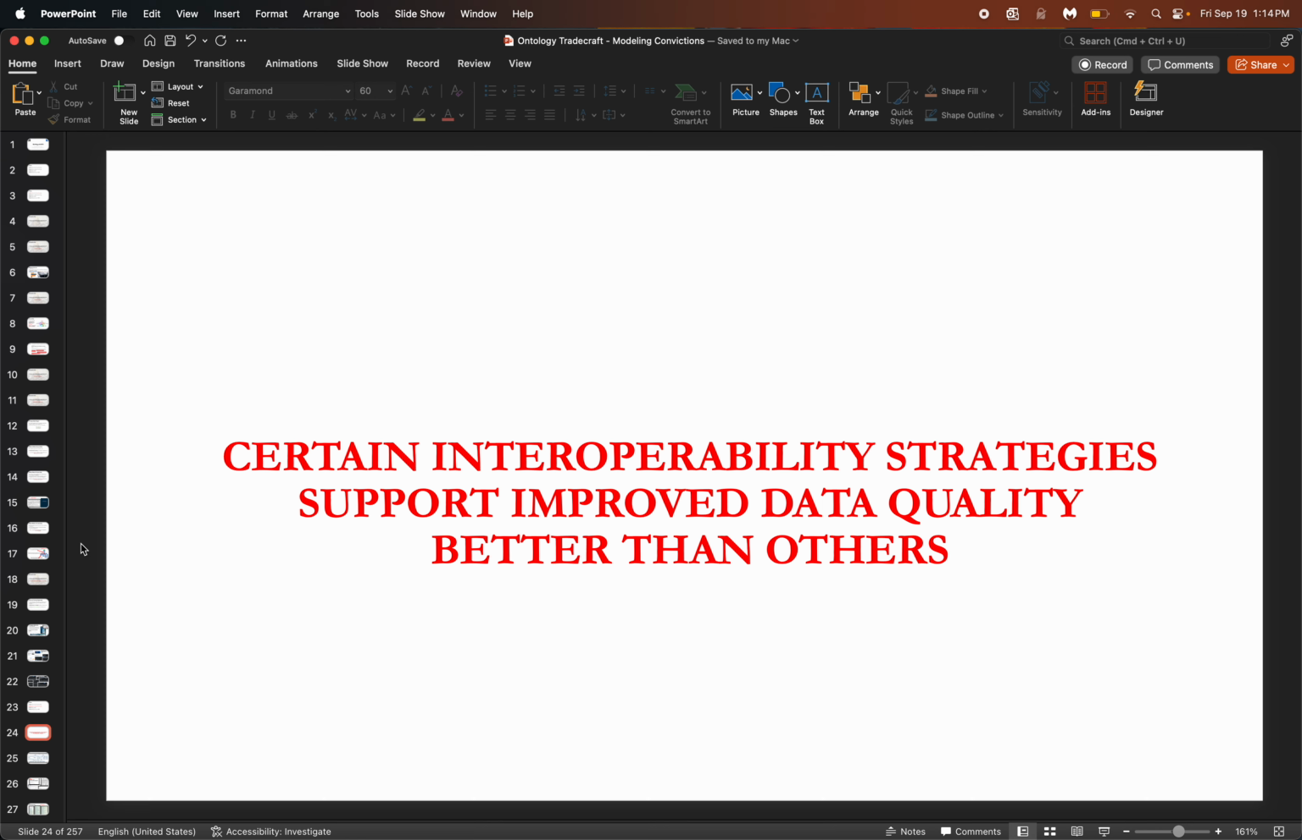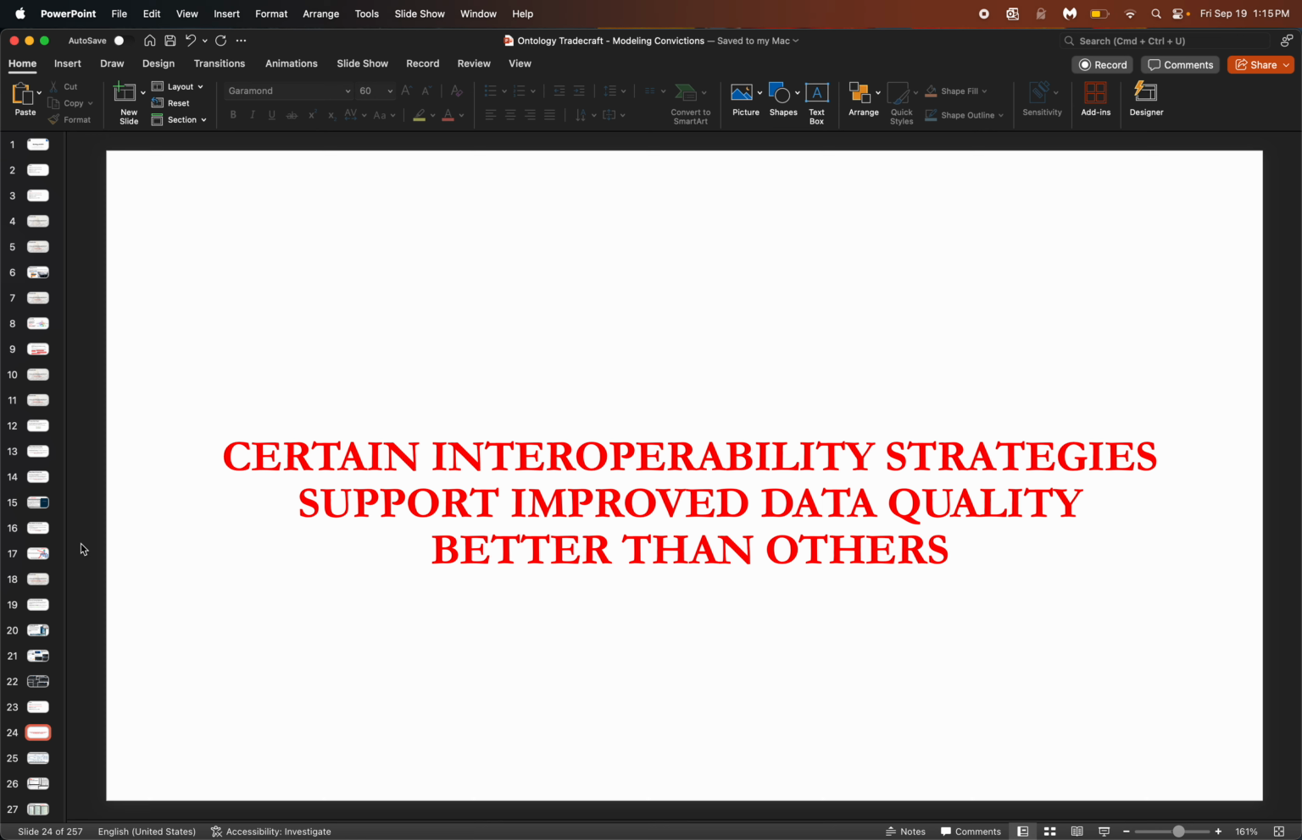But some strategies for solving interoperability are better than others at allowing you to leverage technology that already exists or write scripts or code that can help you improve data quality. And at the end of the day, for me at least, ontology engineering is not just about interoperability. It's about interoperability with an eye towards improving data quality. I want the data to be better. We all know data's bad. We all know it's not high quality. Where is it? Tell me where the high quality data is. How do we improve it?